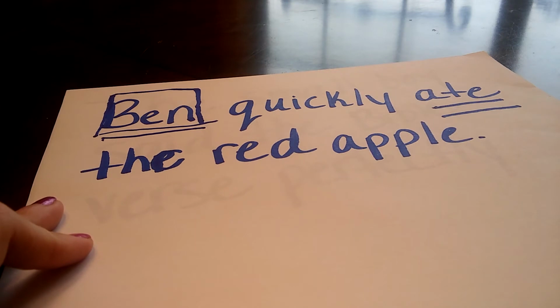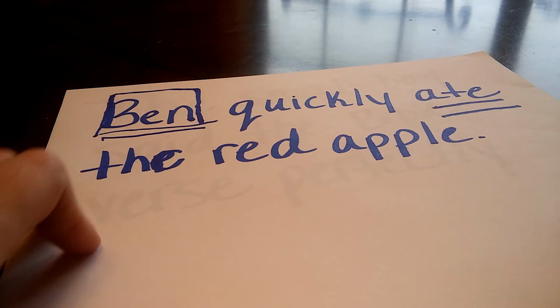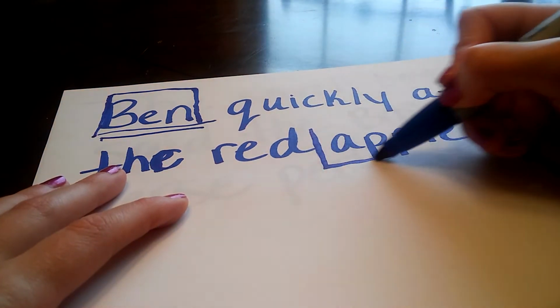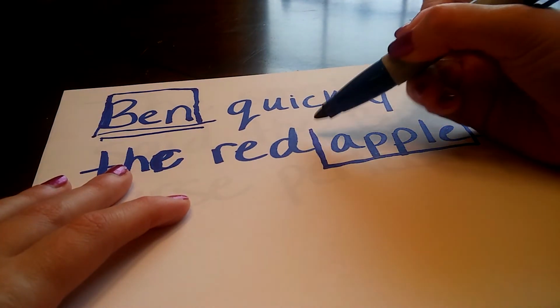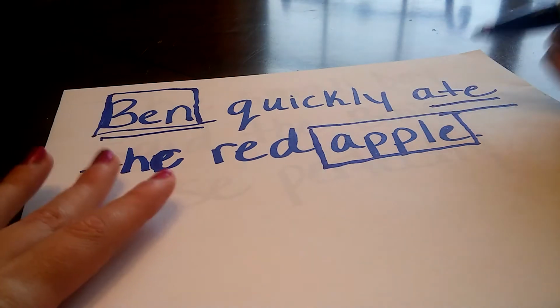Is quickly a person, place, or thing? No. Is the a person, place, or thing? No. Is red a person, place, or thing? No. Is apple a person, place, or thing? Yes, apple is a thing. Apple is a noun, so we're going to put a box around apple.